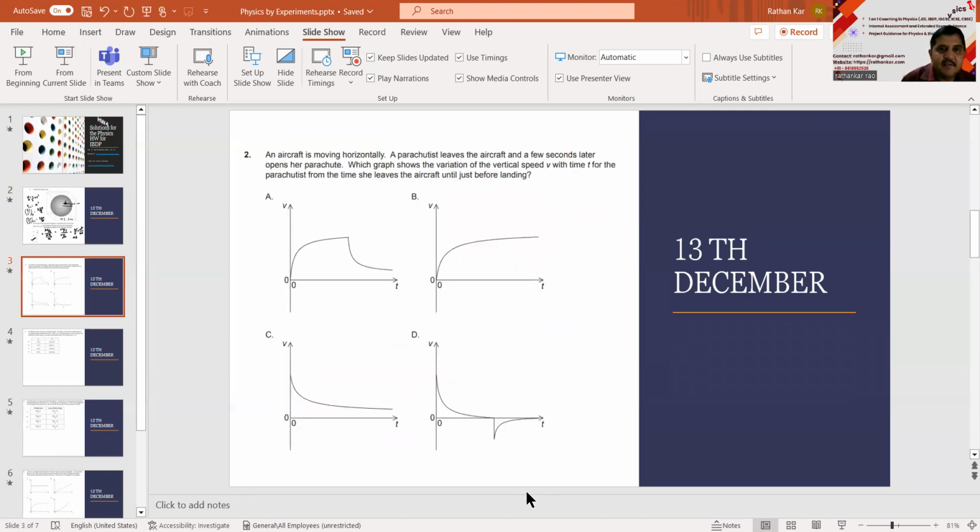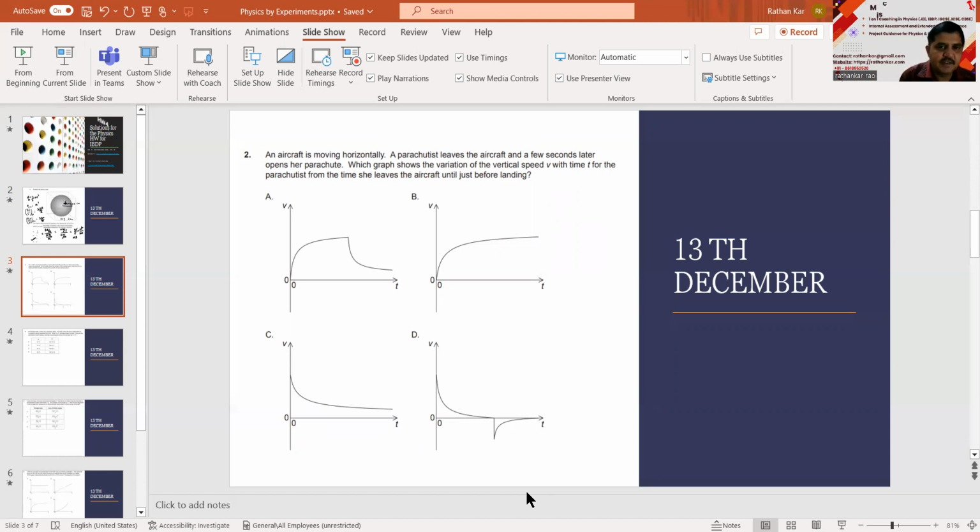Now it says an aircraft is moving horizontally. A parachutist leaves the aircraft, and a few seconds later opens her parachute. Which graph shows the variation of the vertical speed v with time t for the parachutist from the time she leaves the aircraft until just before landing? So it's a VT graph. The moment she leaves the aircraft, she will have some horizontal speed, but here it is about vertical speed, so horizontal speed is not considered.